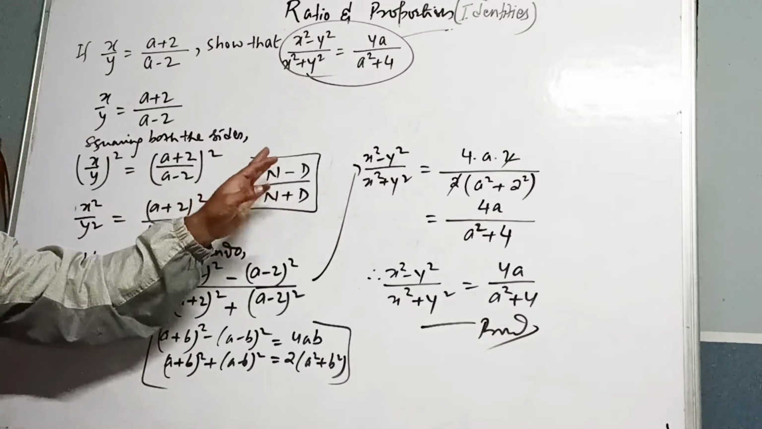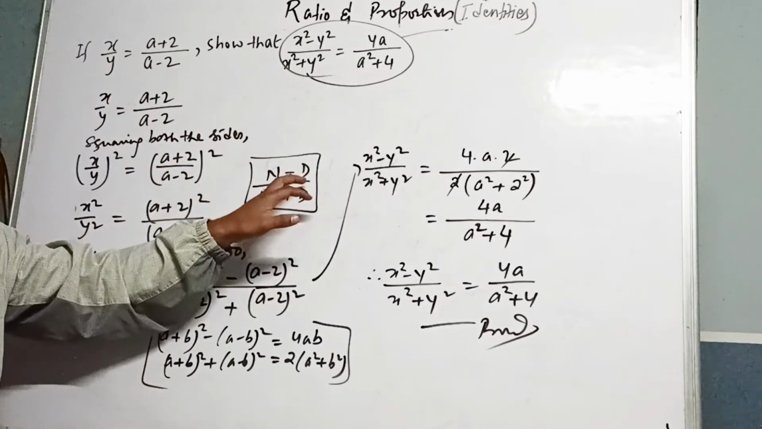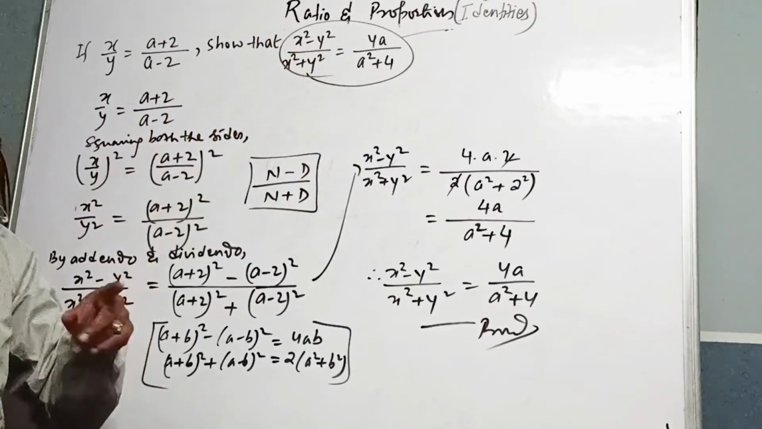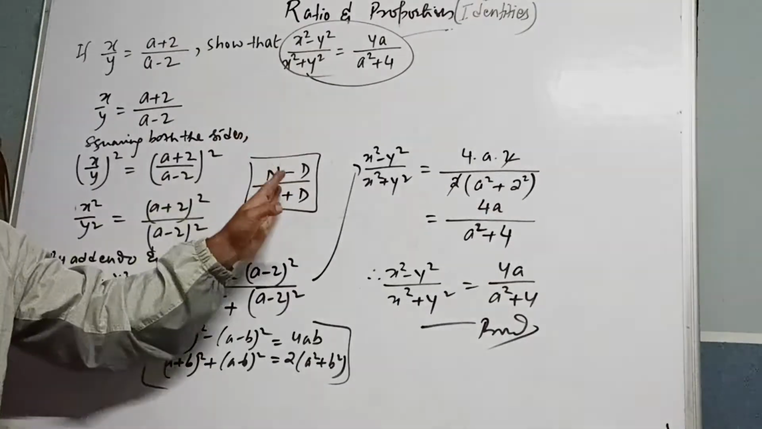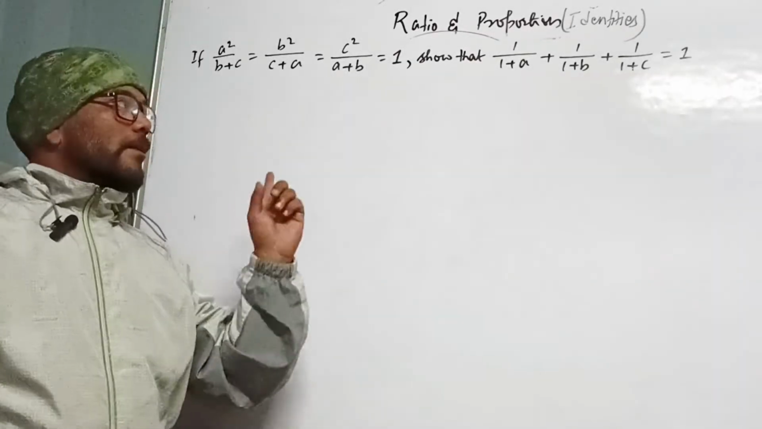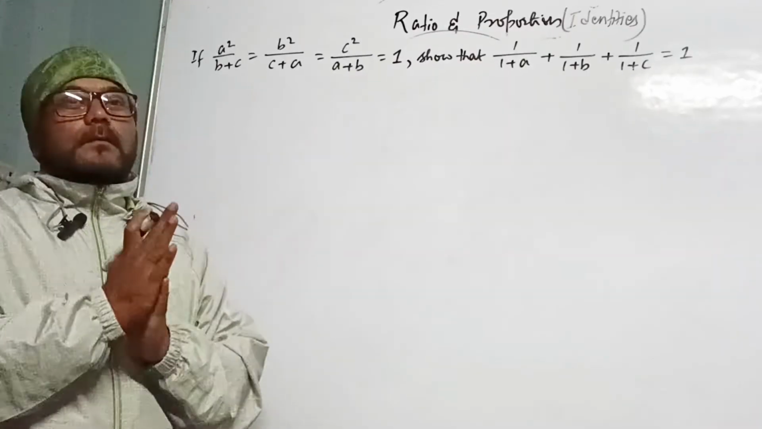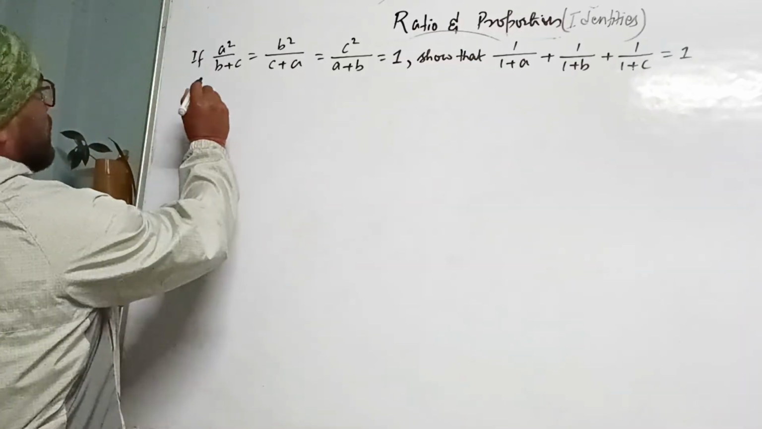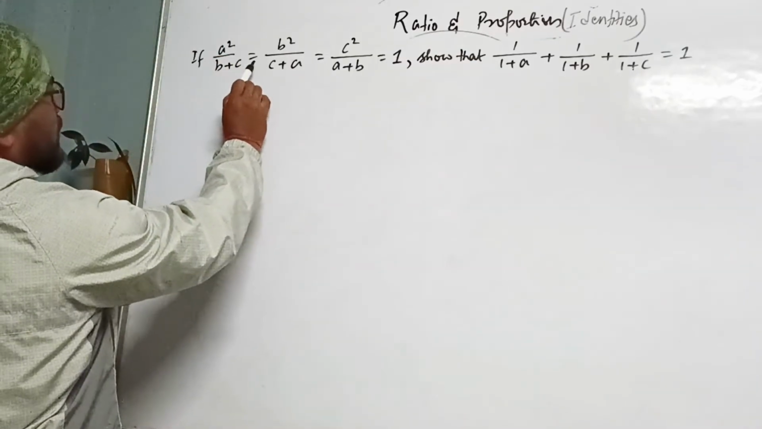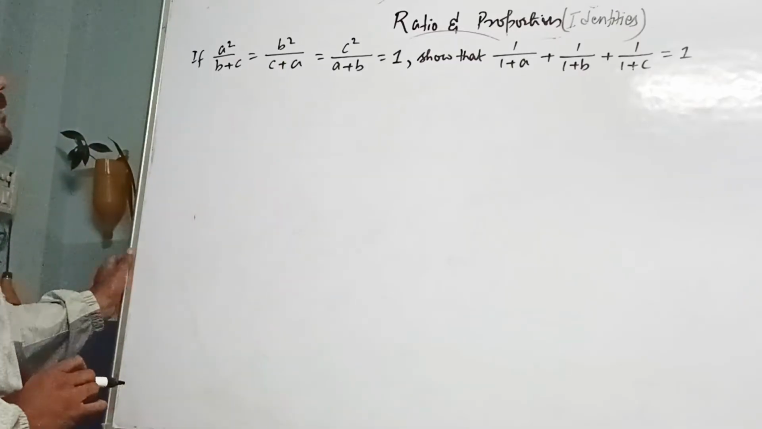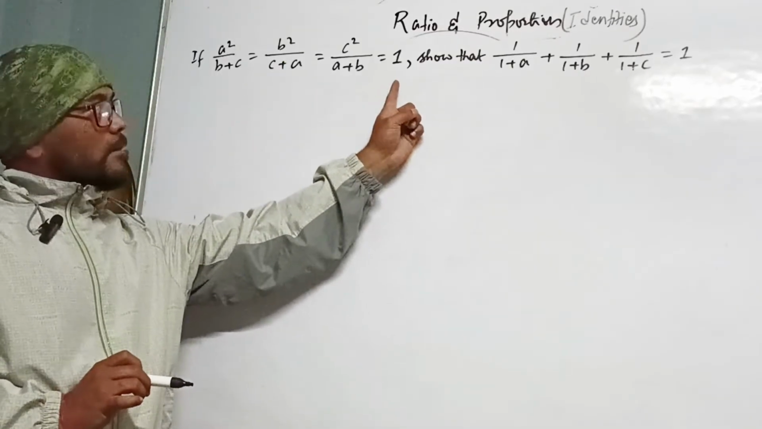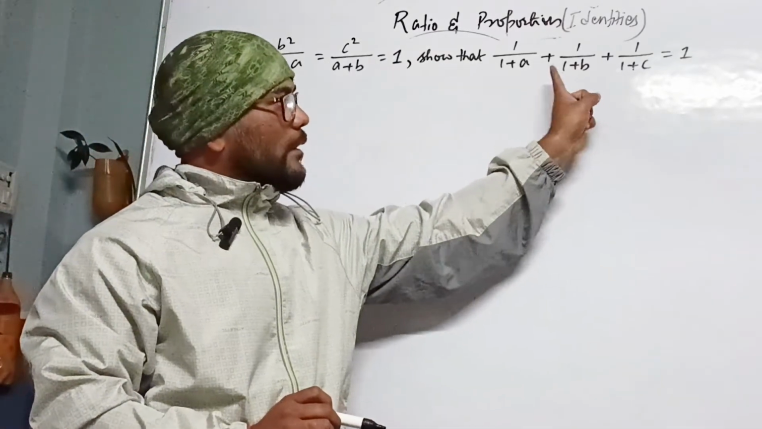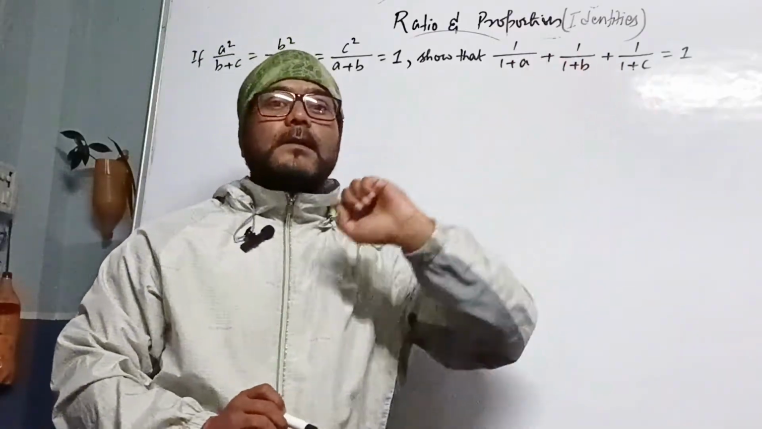In this property, it is not mandatory to write the minus in the numerator only. Just see the question: the minus is given in the numerator, and you just have minus here in the denominator. This is a very important question. We have seen this question many times in the board examination also. Here the question is: a square by (b plus c) equals b square by (c plus a) equals c square by (a plus b) equals 1. You must remember this one, and you are supposed to prove that the value of this expression is 1.